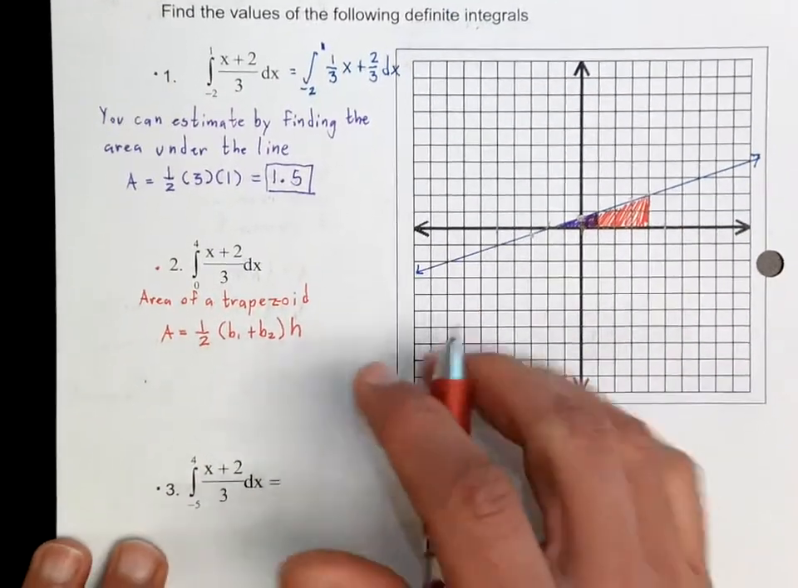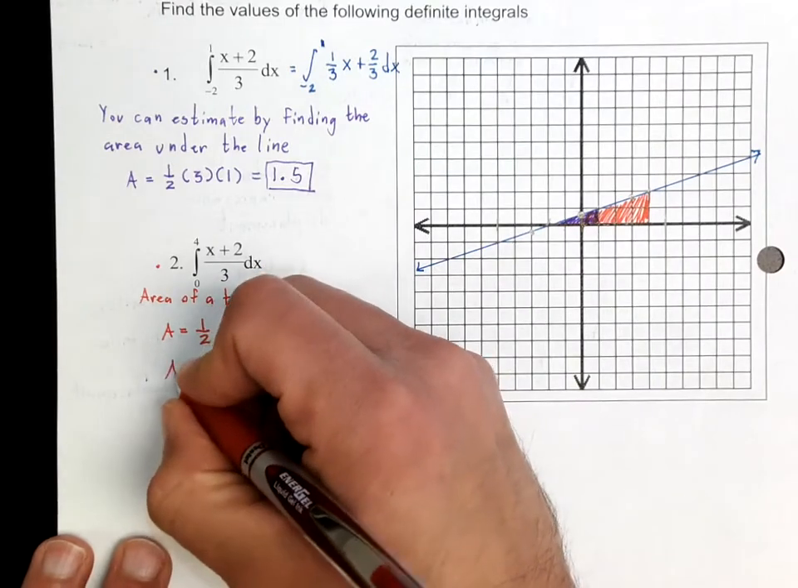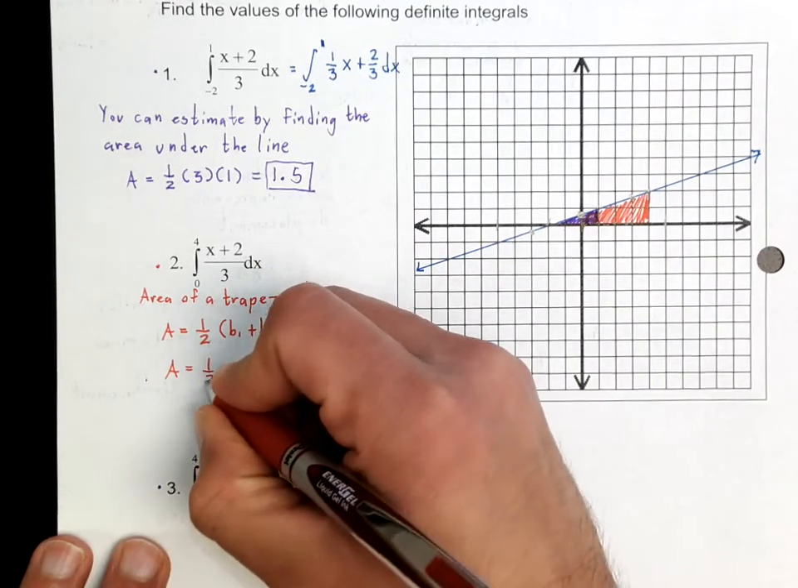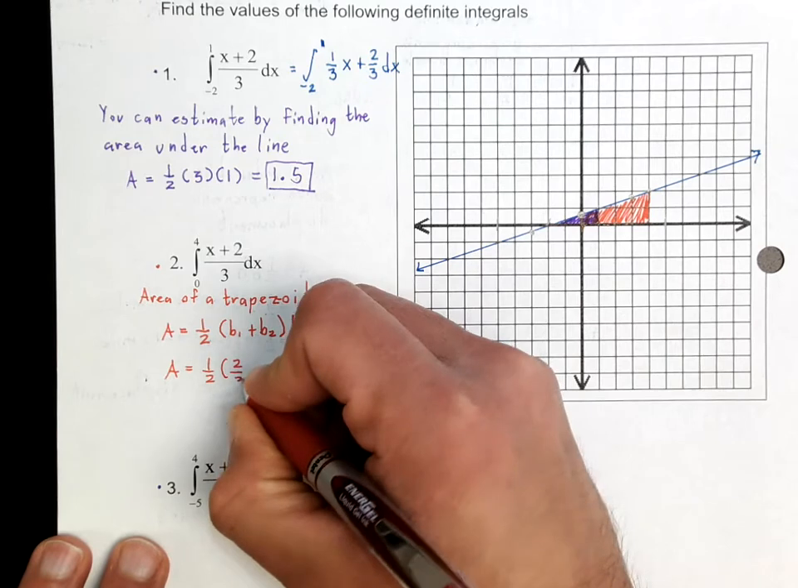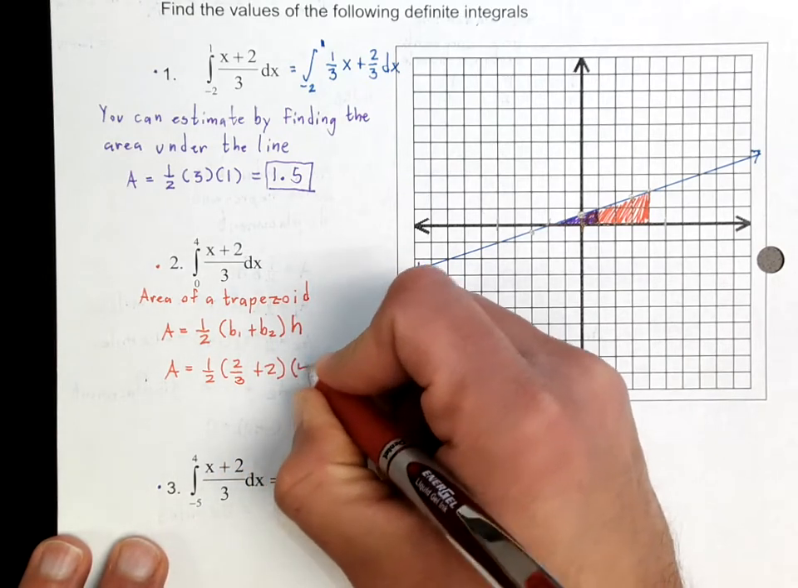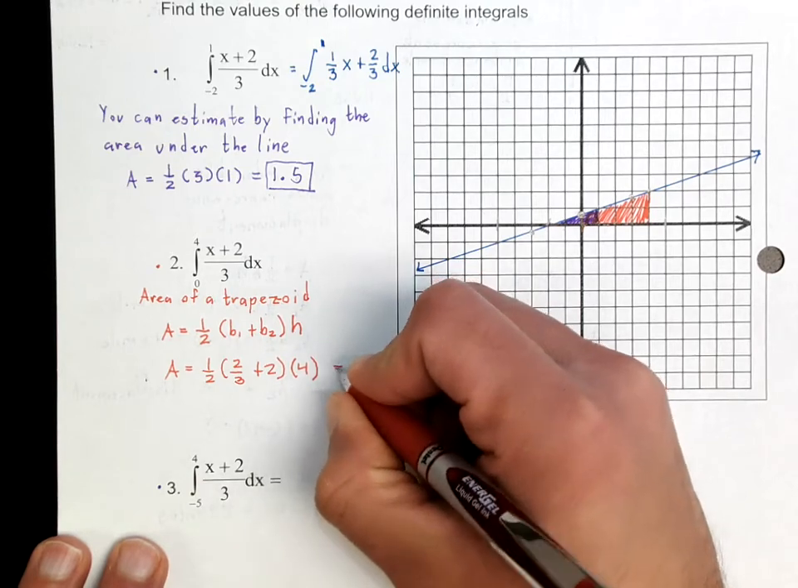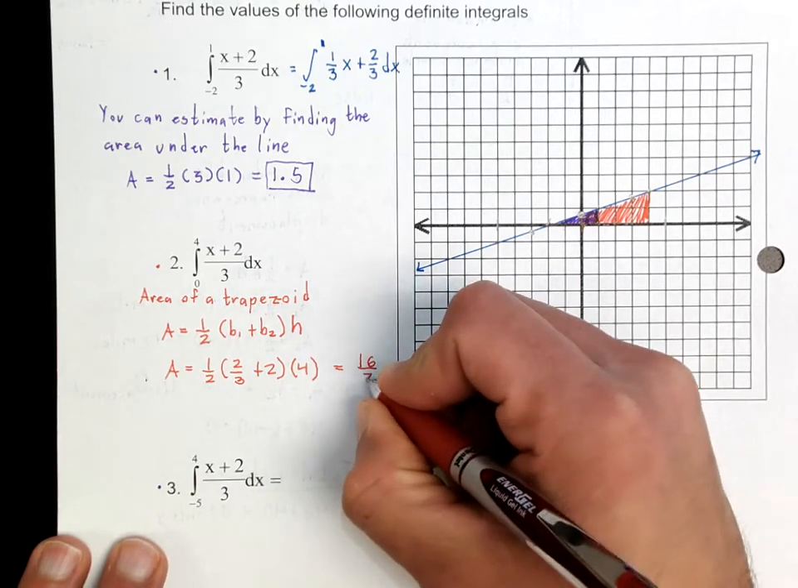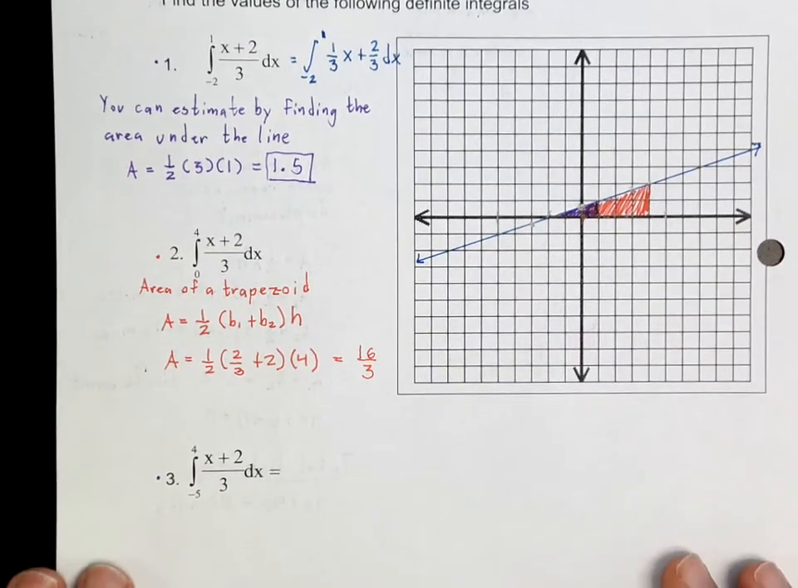So area is equal to 1/2 times 2/3 plus 2 times 4. Now that's going to give us 16/3. Okay, so that is that.